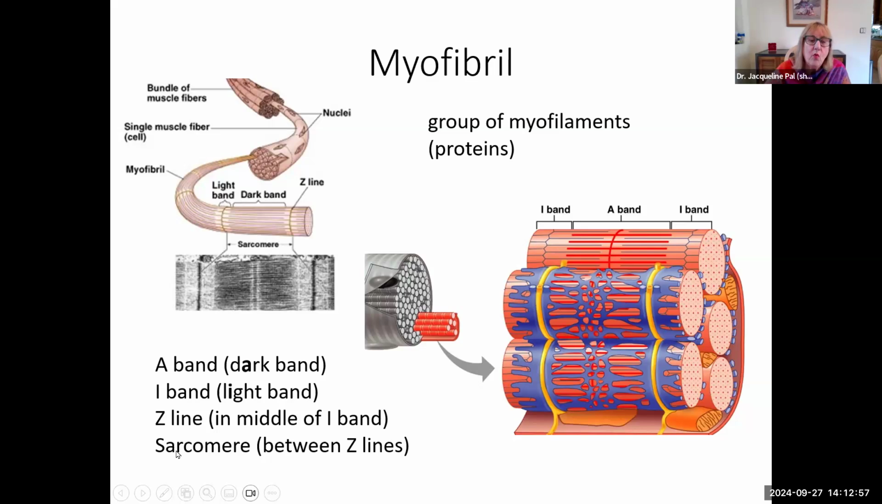Now, when you are writing, it's S-A-R-C-O, not like sacrum, which was S-A-C-R-O. So it's sarcomere. So a sarcomere is between 2 adjacent Z lines. A sarcomere is going to have half of an I band, then it's going to have the next A band, and then it's going to have half of the next I band. And that is the structural and functional unit of skeletal muscle.